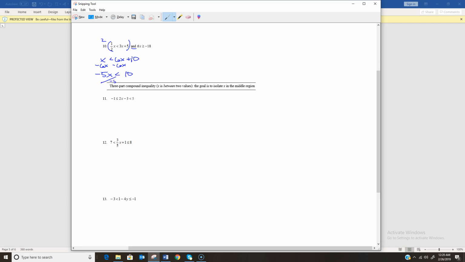So what I want to do is divide by negative 5. But remember, if you multiply or divide by a negative, you're supposed to switch the sign. So x is greater than negative 2. 10 divided by negative 5 is negative 2. Over here, I just need to divide by 6. So I have x is greater than negative 2, and x is greater than or equal to negative 3.